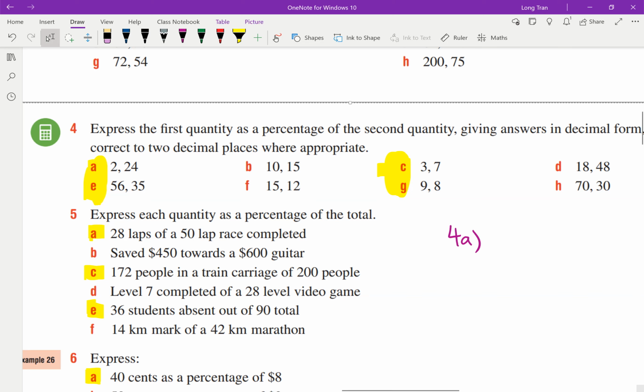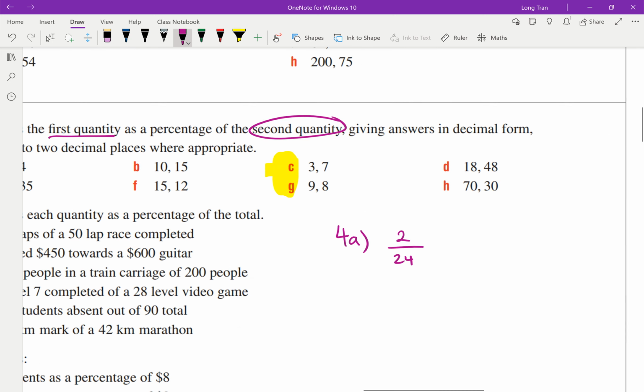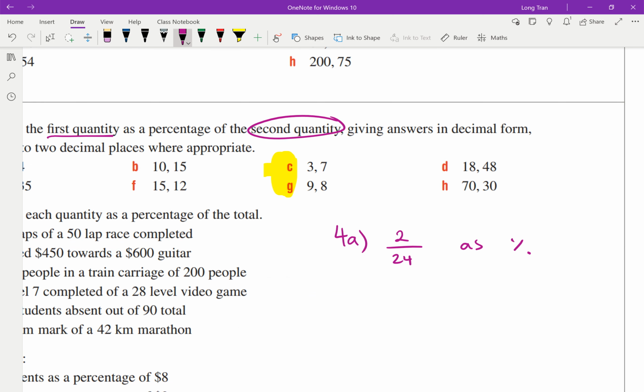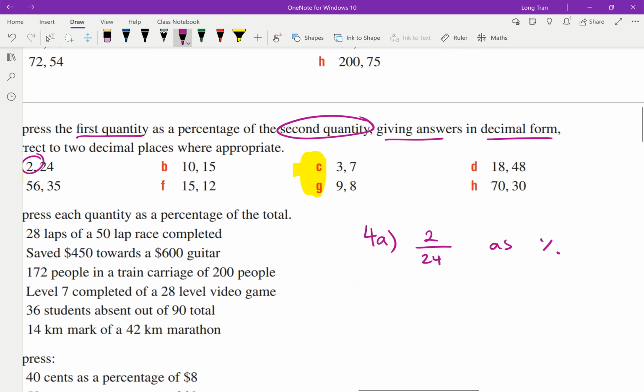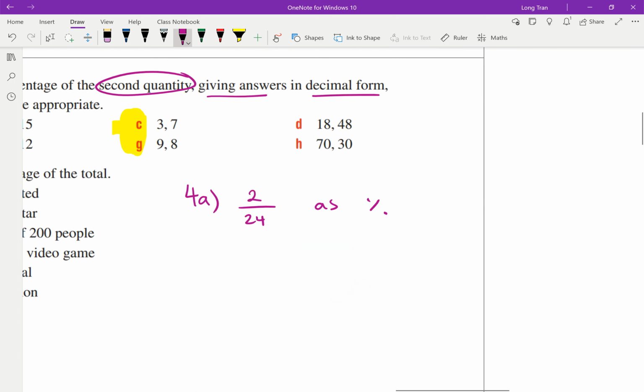They're just saying express the first quantity, in this case it's 2, out of the second quantity, which is 24. So they want you to write 2 out of 24 as a percentage, right? But notice they said giving answers in decimal form. This is okay to do on a calculator. You can also do this by hand.